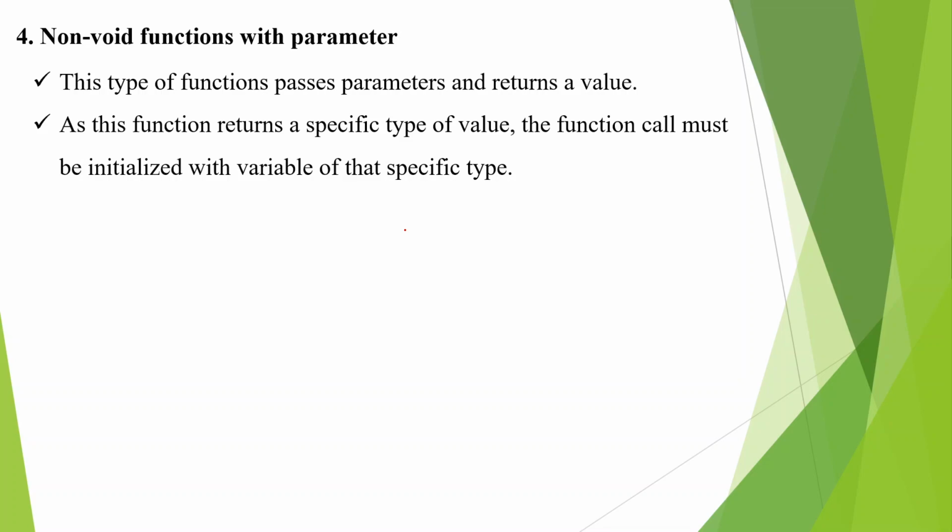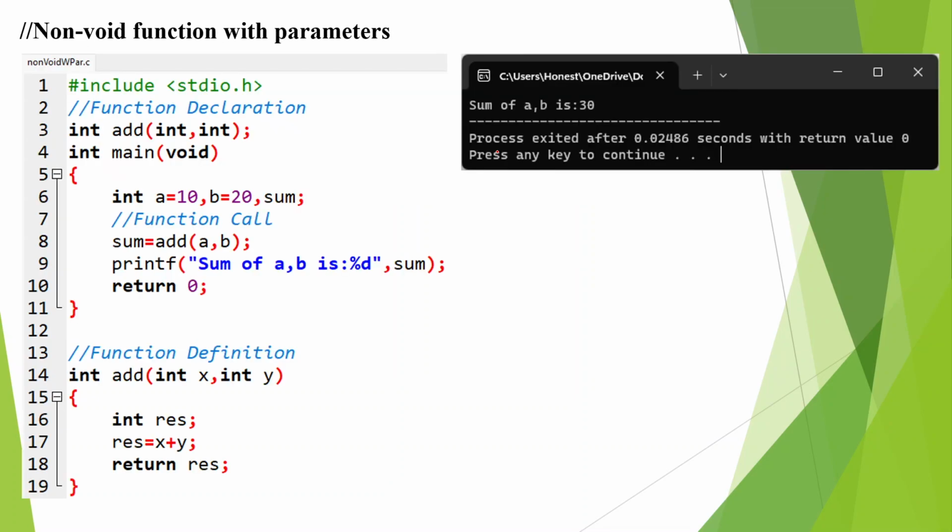And as these functions return a specific value, we need to initialize the function call with a specific type of variable. We need to initialize the function call with a specific type of variable. Quickly we demonstrate this thing. As you can see here, both my parameter list is open. Int it is receiving, and the return value is also int, so output also it will give.